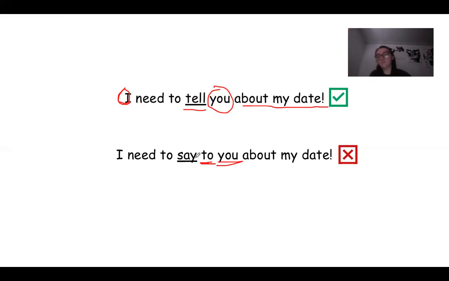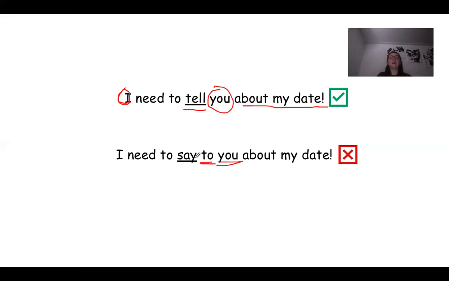"I need to say to you about my date." You could use it, but it doesn't sound right to native English speakers because they think, why are they saying "say"? Why don't they say "tell"? "I need to tell you about my date." Because when you tell somebody something, it's a story. It's about something that happened.